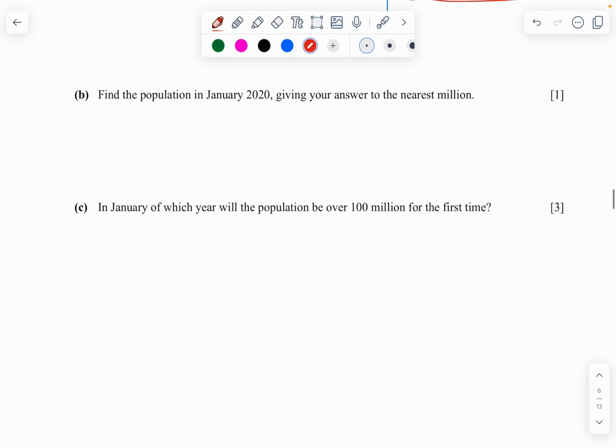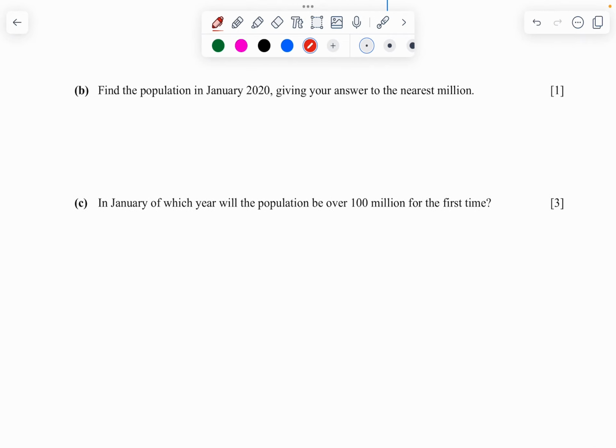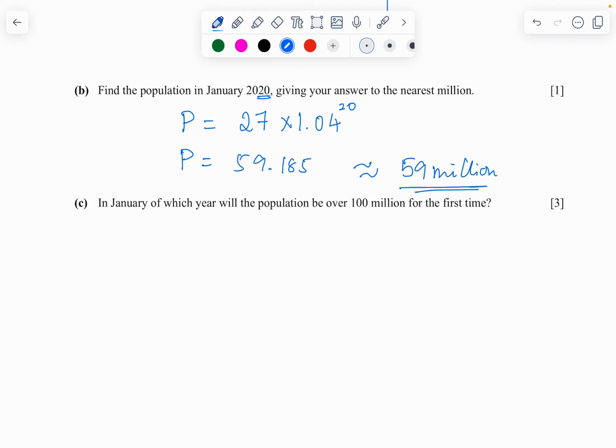All right, so now B: find the population in January 2020, giving your answer to the nearest million. So we know that P equals, we got A is 27, right, times 1.04, since B is 1.04. It's 2020, which means from 2000 to 2020 it is 20 years. So P equals 59.185. I'm going to estimate to 59 million because he said the nearest million, so it's going to be 59 million.